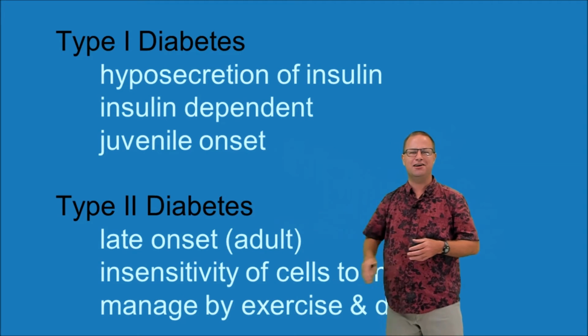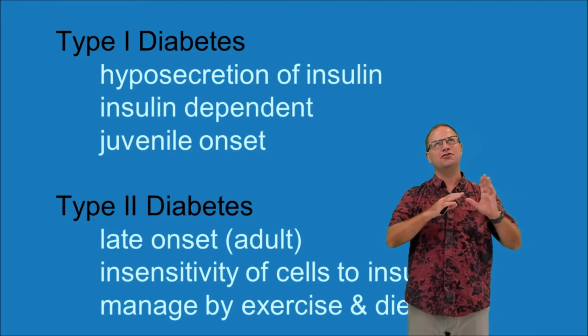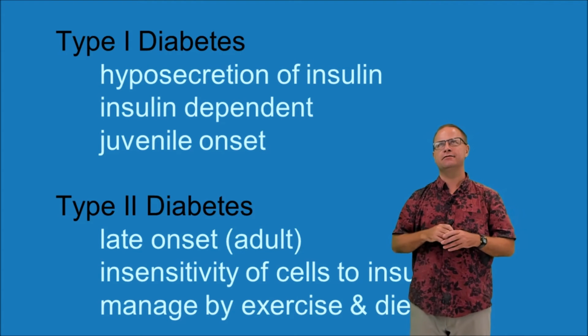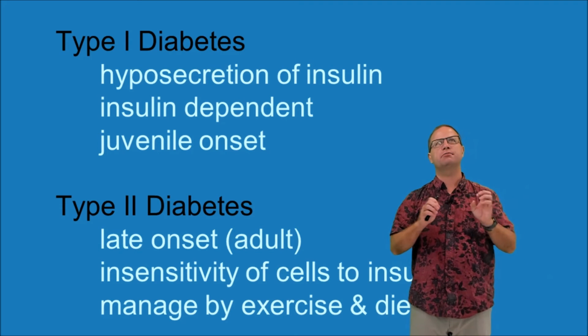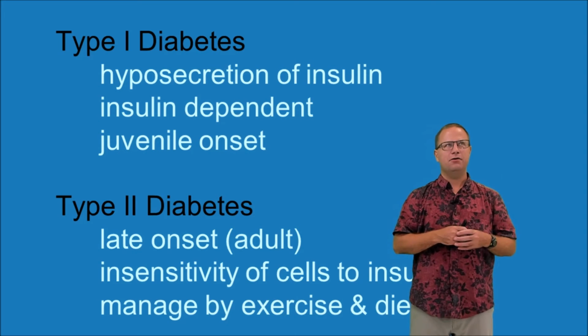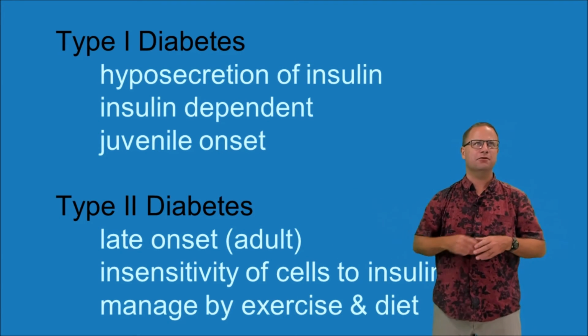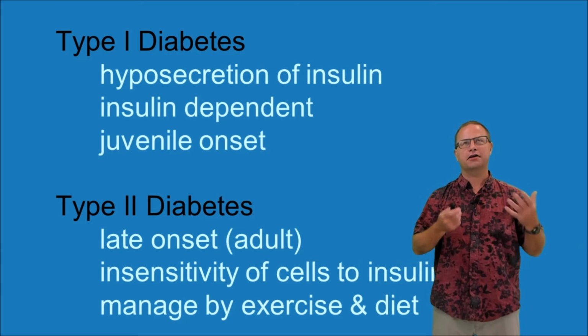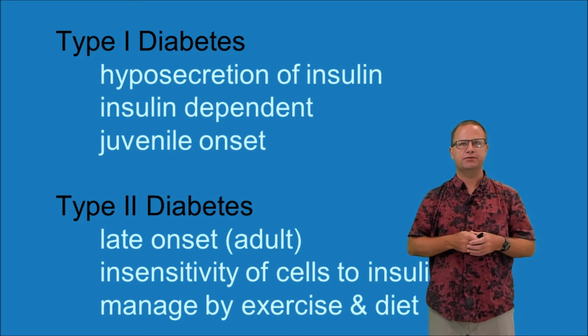Type 2 is late onset, or called adult onset diabetes. For whatever reason, your body becomes insensitive to insulin. We have special receptors on the cells, but those receptors stop responding to insulin as much as they normally would. And so this is usually managed by exercise and diet. So type 2 happens for us lazy couch potatoes that aren't getting enough exercise, that are eating the wrong kinds of foods, but there's also a genetic component as well.